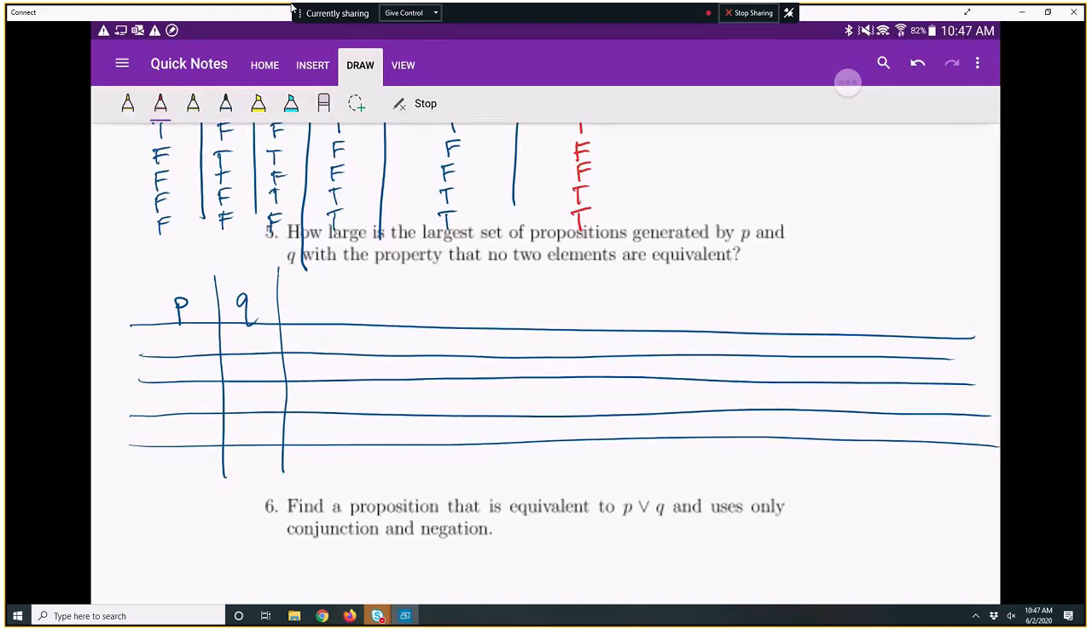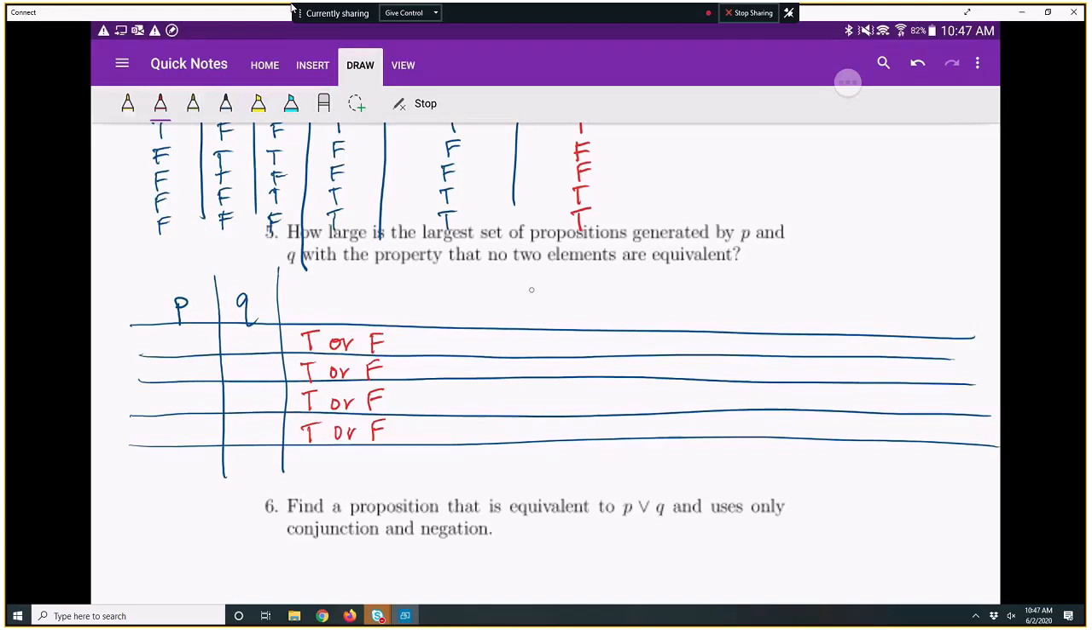So in my first row, I have 2 choices. I have true or false. In my second row, I have 2 choices, true or false. The third row, true or false, 2 choices. And the fourth row, true or false, 2 choices.